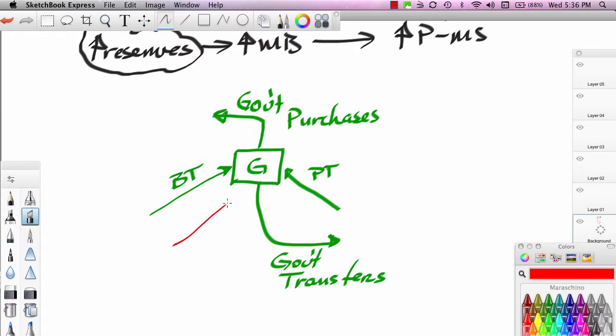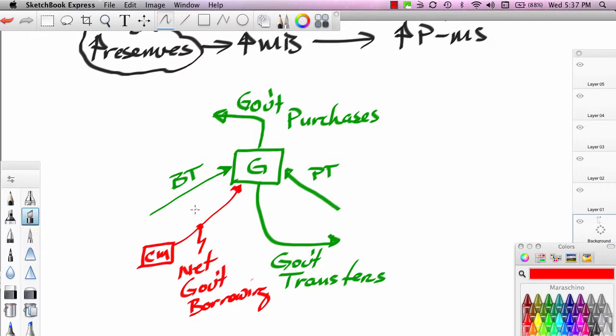Remember that the federal government in particular borrows from the credit market. And so we called this net government borrowing. The federal government in particular, as you know, has borrowed trillions of dollars to finance its spending and transfers.